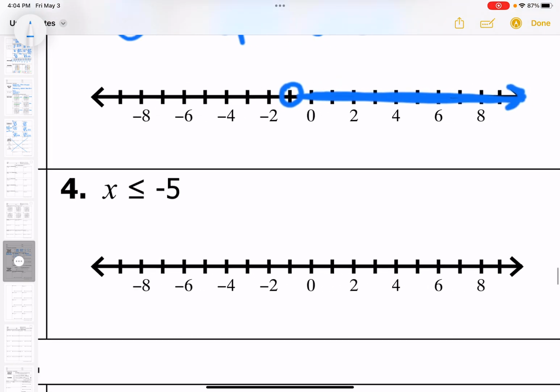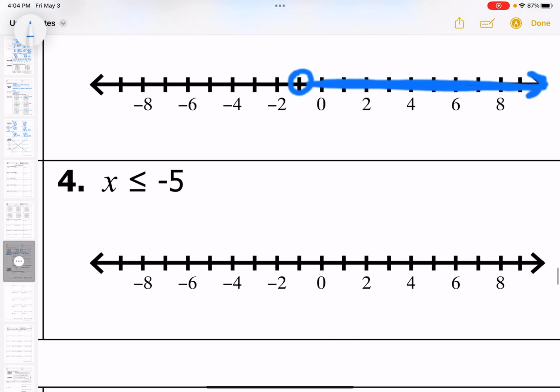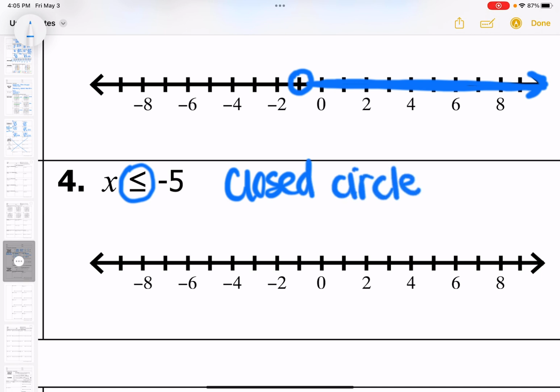All right, number 4, x is less than or equal to negative 5. Since it's less than or equal to, that is a closed circle. So on negative 5, I'm going to put a closed circle. And since it's less than, I'm going to shade to the left.